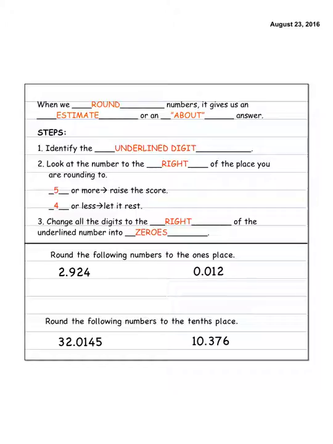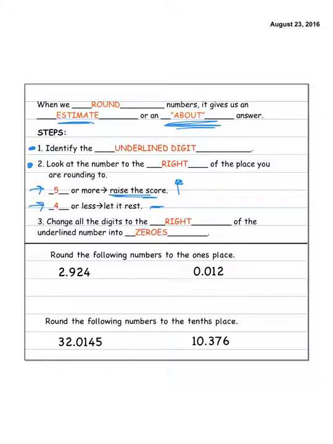All right, when we round numbers, it gives us an estimate or an about answer. We're kind of going to the closest, whatever place value it's telling us to go to, but we're going to a close value. So the steps are, we want to identify the underlined digit, and then we look to the right of the place we're rounding to. If to the right it's 5 or more, then we raise the score or we go up. If it's 4 or less, we let it rest, so we just stay the same. We don't do anything. And then we change all the digits to the right of the underlined number into zeros.